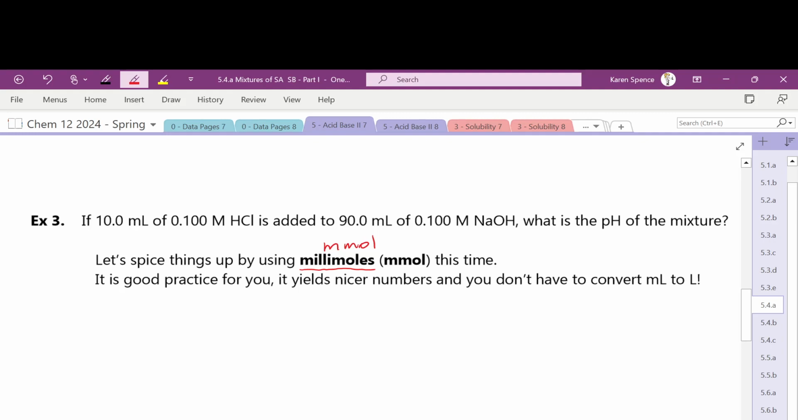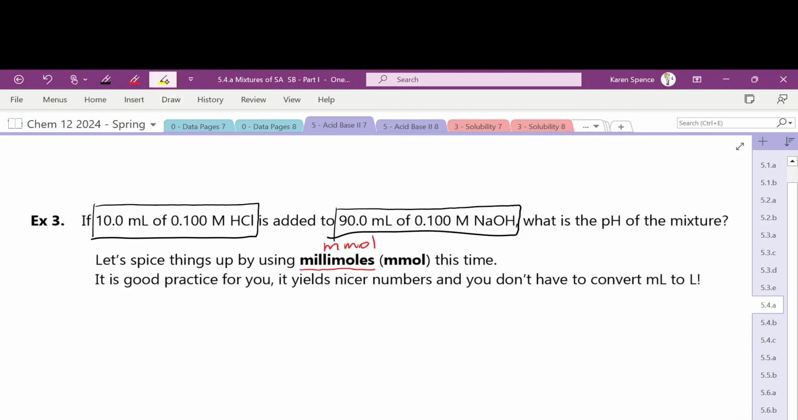Okay. So what we have here is we have 10 milliliters of 0.1 molar HCl. And we have 90 milliliters of 0.1 molar NaOH.